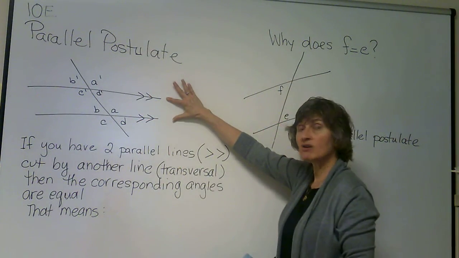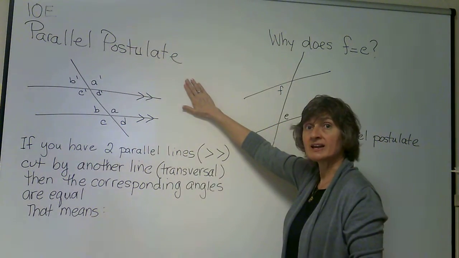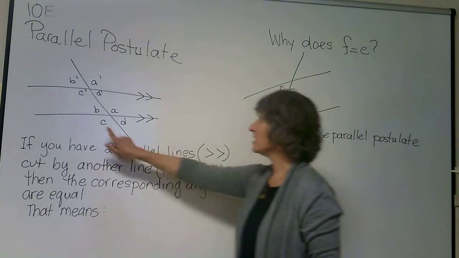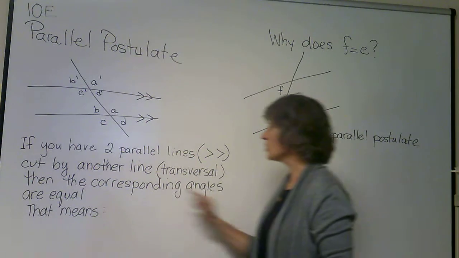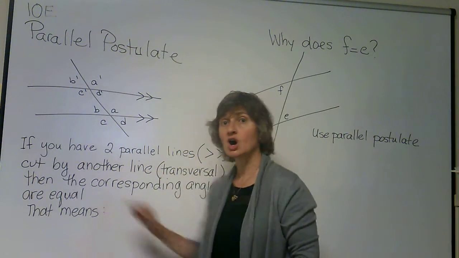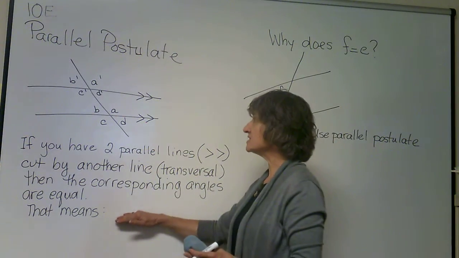So you have two parallel lines cut by a line. Notice these are in a plane. A flat plane is the board. This line right here is called a transversal. Then the corresponding angles are equal, or some people say congruent. So what does that mean?